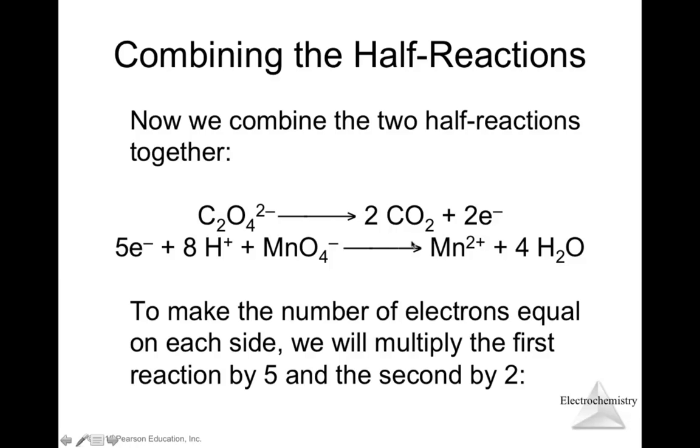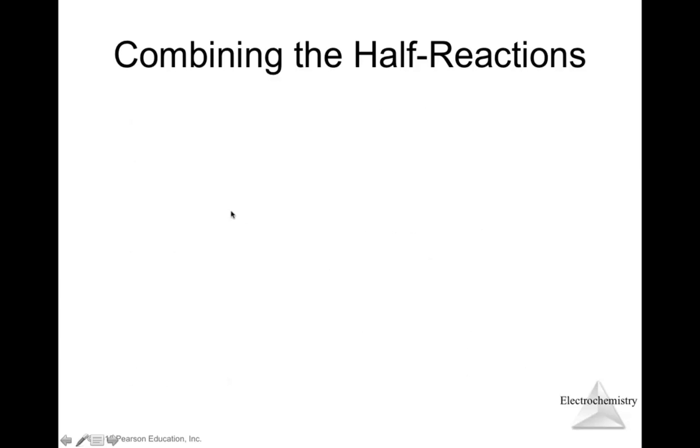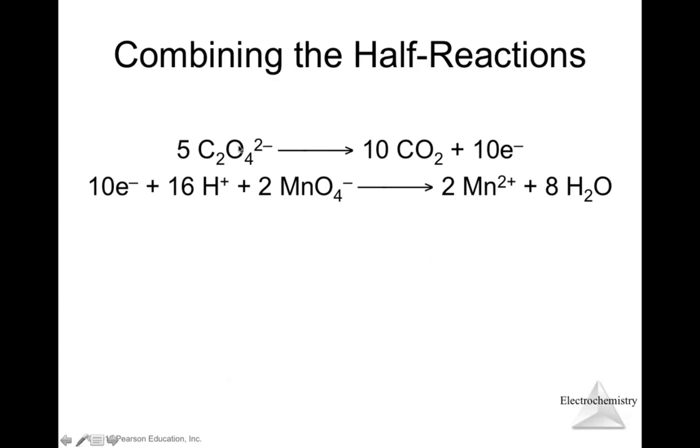Okay, but we need to eliminate those electrons. So we have 5 electrons here, we have 2 here. We need to equalize the number of electrons on both sides. So to do that, we multiply the whole equation here by 2 and this half reaction by 5. So that means we're going to have 5 moles of oxalate producing 10 moles of carbon dioxide plus 10 electrons. This is for the oxidation half reaction.